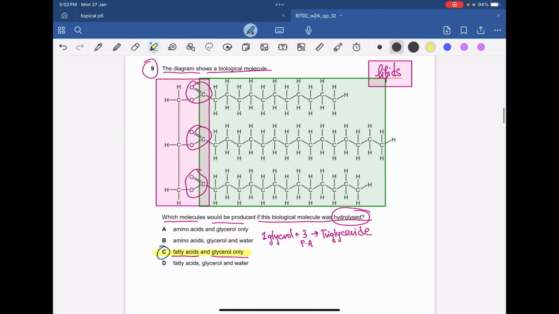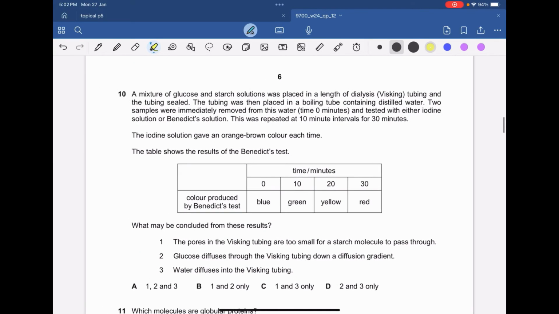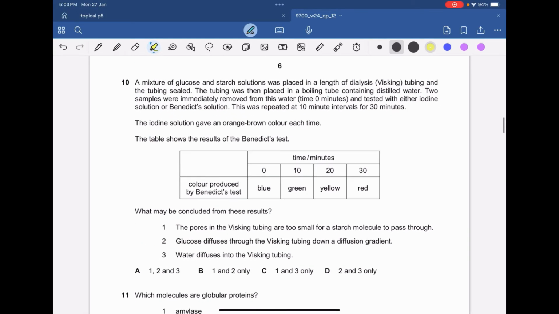So I hope that this MCQ is clear to all of you. Let's now move on to question number 10. Question number 10 says that a mixture of glucose and starch solutions was placed in a length of the dialysis visking tubing.